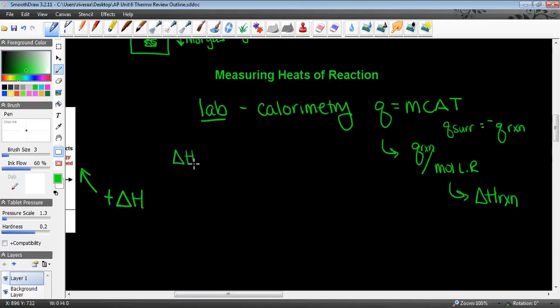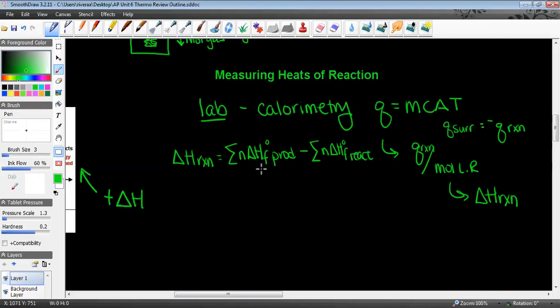Another way to get the delta H of the reaction is to take the sum of the moles of the heats of formation of the products minus the sum of the heats of formation of your reactants. In other words, how much heat is absorbed or released in the formation of the products versus how much heat is absorbed or released in the formation of the reactants. That delta is how much heat you're going to get out of that reaction or how much heat you're going to need to put into that reaction.